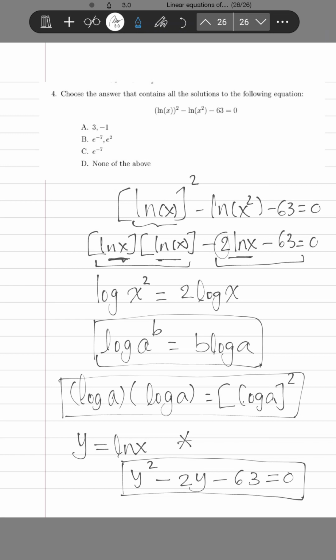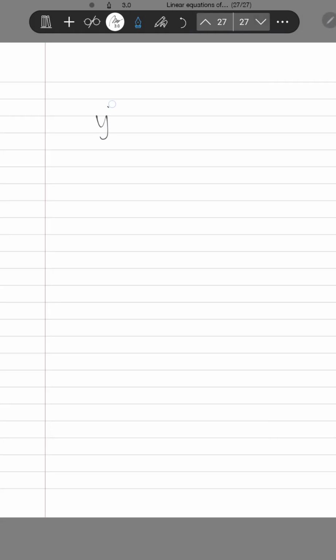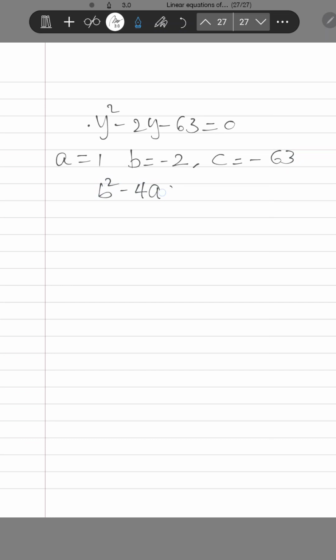Y squared minus 2y minus 63 is equal to 0. This is a quadratic equation with a general form, so we need to find the coefficients and the constant term. A is equal to 1, which is the coefficient of y squared. B is equal to minus 2. C is the constant term, minus 63. Let's find first the discriminant part, b squared minus 4ac.